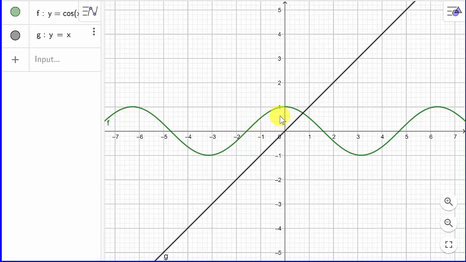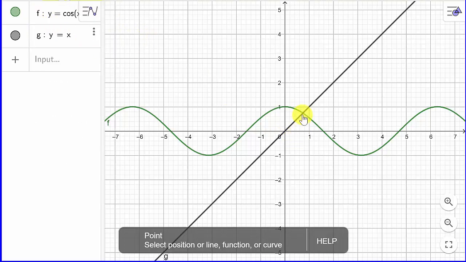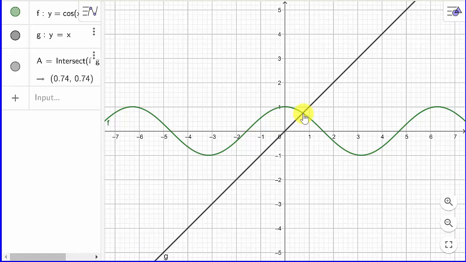But it's really good. So you can see the green graph, that's cosine x. This black graph here, that's y equals x. And we can see that they intersect right here. You see that? And yes, in here we could enter a point. We could put a point in here where they intersect. And you can see they intersect at an x value of about 0.74.